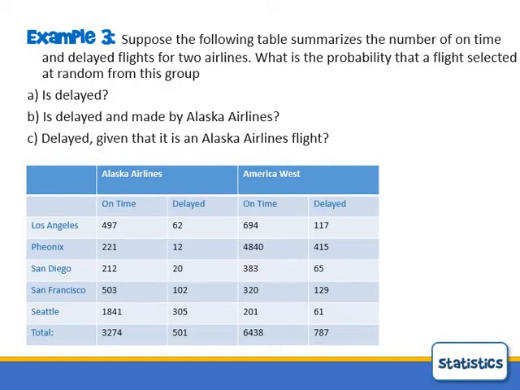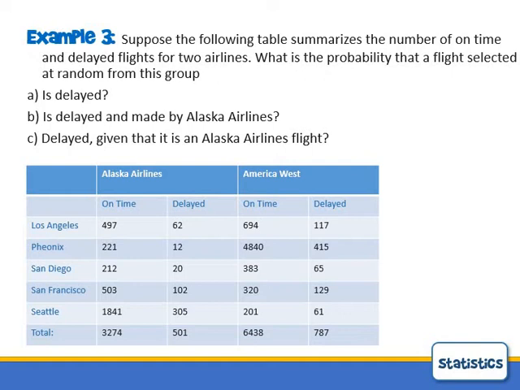So example 3, we're not going to need the formulas at all here. We're just going to count things in the table, but we are going to do a conditional probability on part C. So suppose the following table summarizes the number of on-time and delayed flights for 2 airlines. What is the probability that a flight selected at random from this group is delayed and made by Alaska Airlines, is delayed given that it is made by Alaska Airlines, which is a difference. There's a big difference between B and C there.